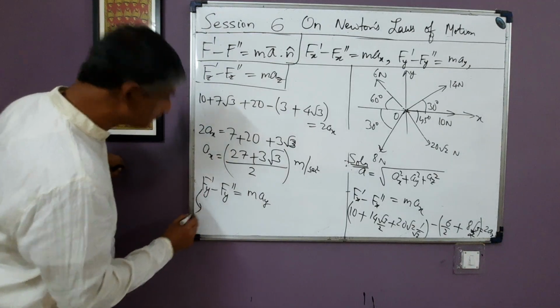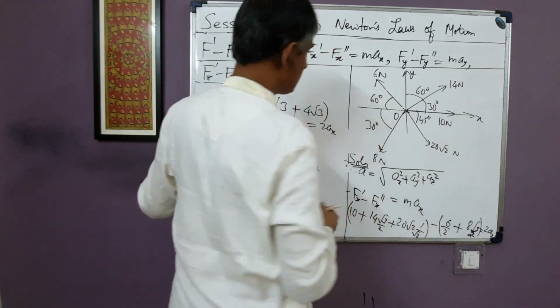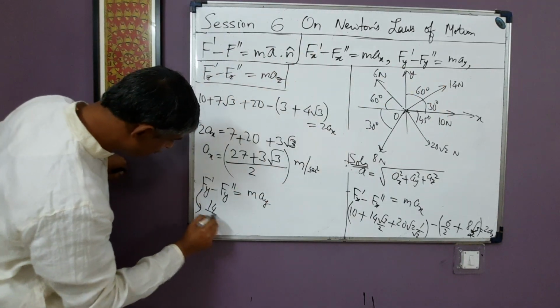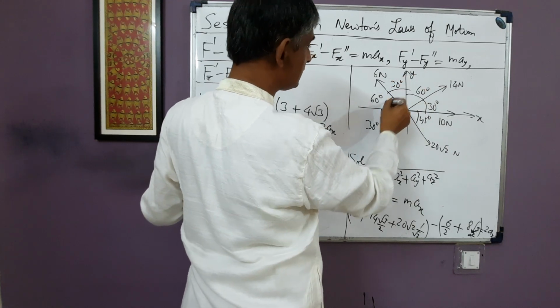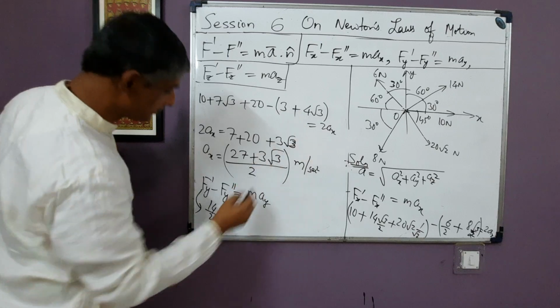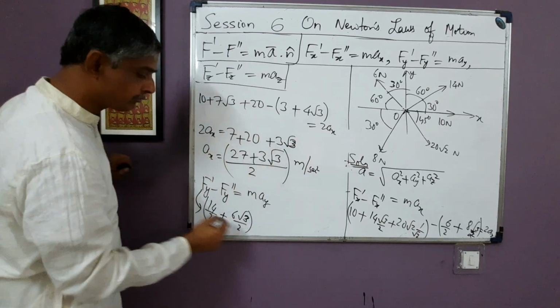So Fy dash becomes, this is 30, so this is 60 degrees, 14 cos 60 degrees, 14 by 2, plus 6. Also this 6 Newton force makes 30 degrees with the positive y-axis. So for Fy dash we add 6 cos 30 degrees. So the sum of these two terms is Fy dash.